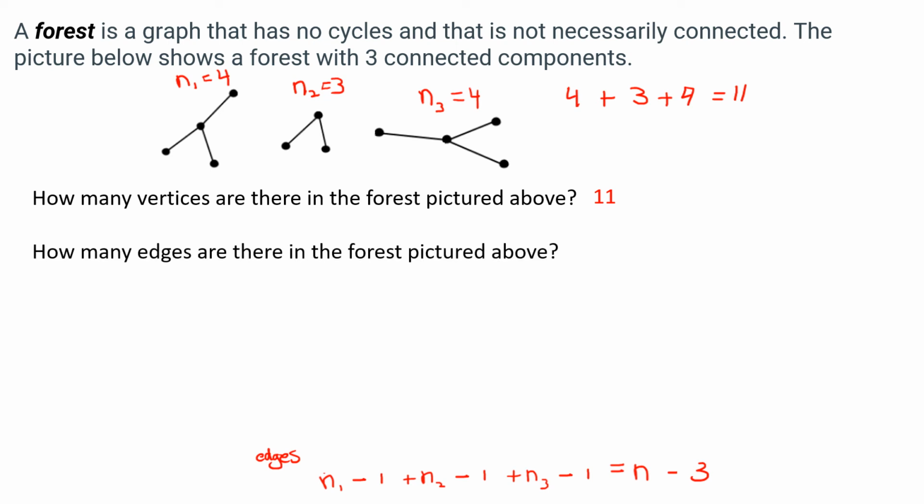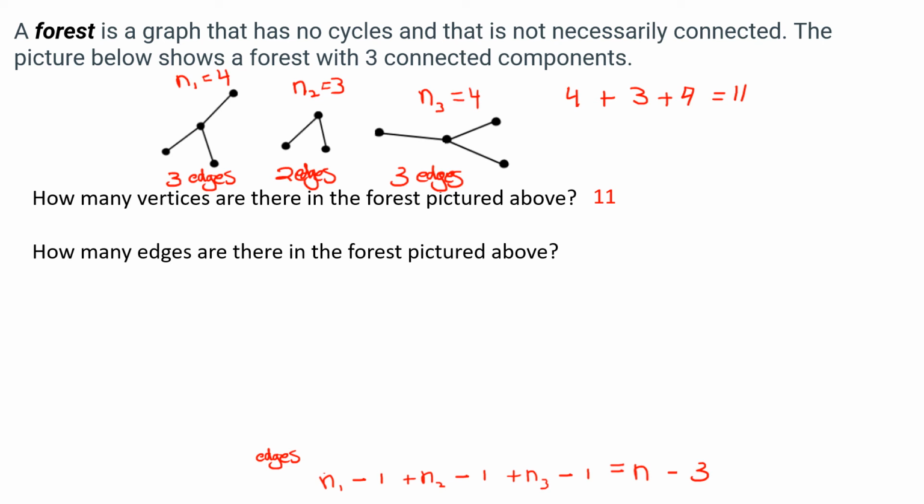Now let's ask this. How many edges are there in the forest pictured above? Well, there are 3 edges in the first one, 2 edges in the second one, 3 edges in the third one. And notice what we just talked about is true here, that there's 1 less edge in each tree than there are vertices. So 4 vertices, 3 edges for the first one. 3 vertices, 2 edges for the second, and so on, okay? So always 1 less edge than the number of vertices.